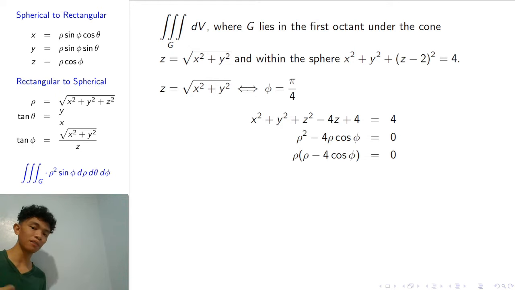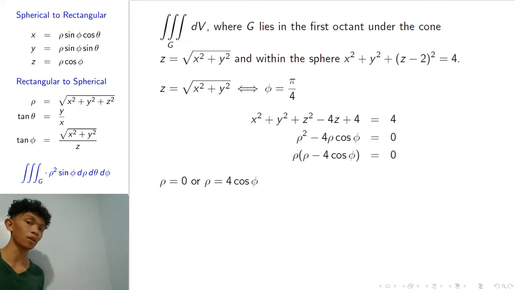So this gives us, upon factoring, rho times rho minus 4 cosine phi, which implies that either rho is 0 or rho equal to 4 cosine phi. We'll take this second one as the equation for your sphere, since rho equal to 0 is actually included here when phi is equal to pi over 2. You get cosine of pi over 2 is 0, which gives us rho equal to 0.